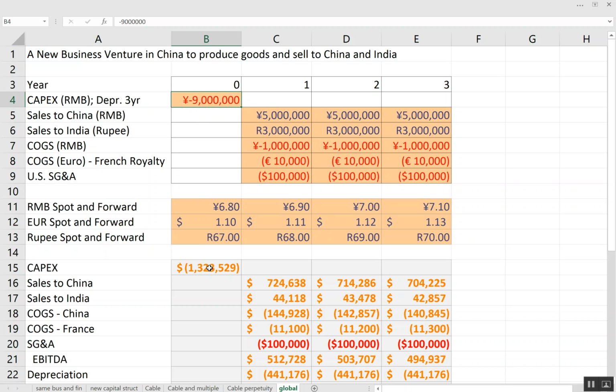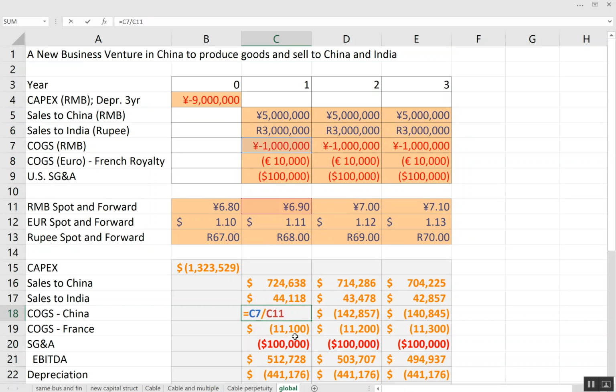I'm going to convert that to US dollars by using the spot exchange rate, which I'll give you. And then they're going to generate revenue in yuan. I'll convert those to dollars by using the 1, 2, and 3 year forward exchange rates by dividing. I'm also in the region, so I'm going to sell a little bit to India and gain some rupee sales. I'll convert those to dollars by dividing by the 1, 2, and 3 year rupee exchange rates.